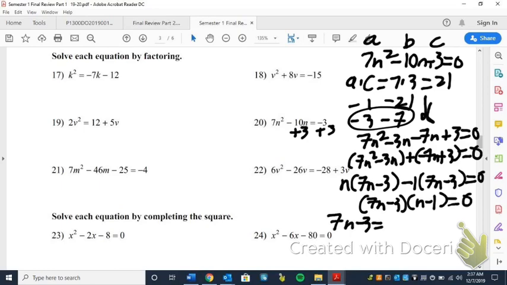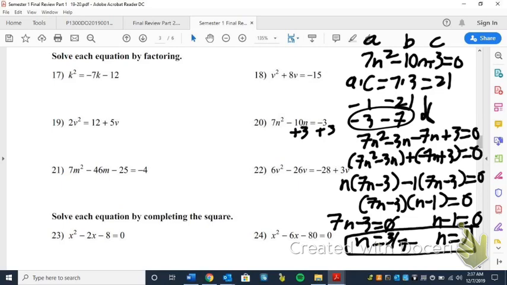Set them both equal to 0. And I get n equals 1, or n equals negative 3/7.